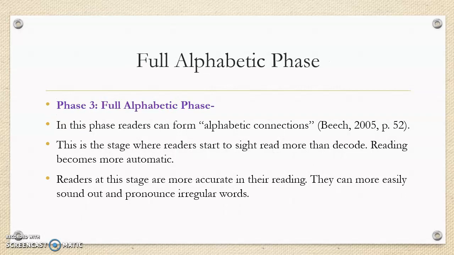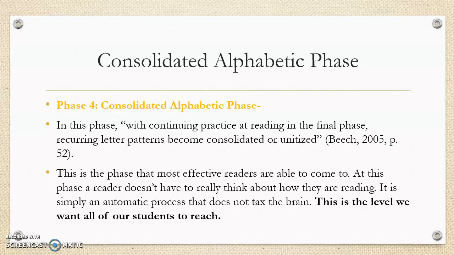Stage 3 is the full alphabetic stage. Students or readers in general at this stage start to sight read more than they decode, and so reading becomes easier, and they can sound out and pronounce irregular words a lot easier. The consolidated phase is the last phase. This is the phase that most effective readers are able to get to, and the reader doesn't actually have to really think about reading either. It's a very automatic process, and it's not taxing for the brain.